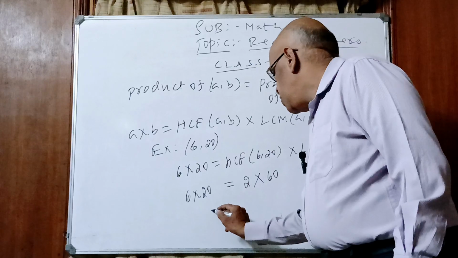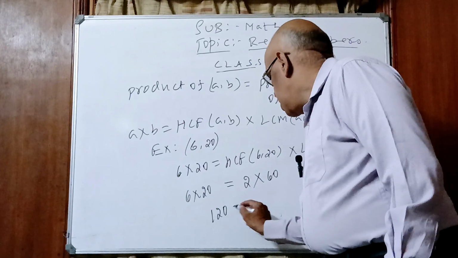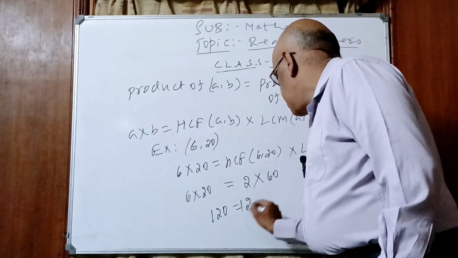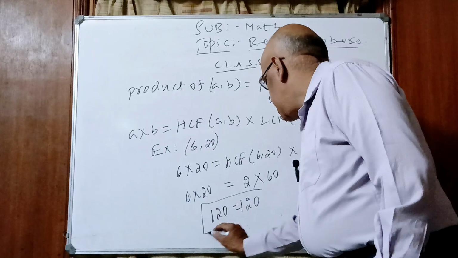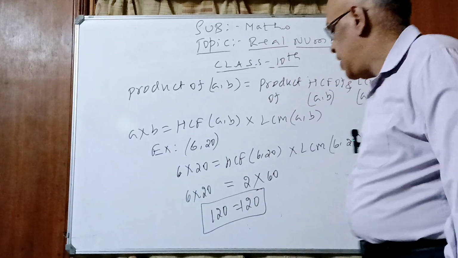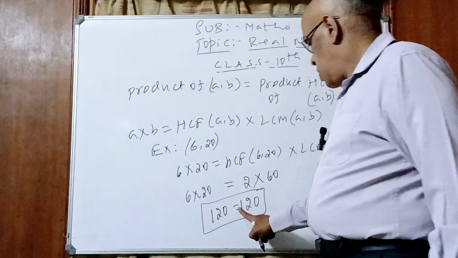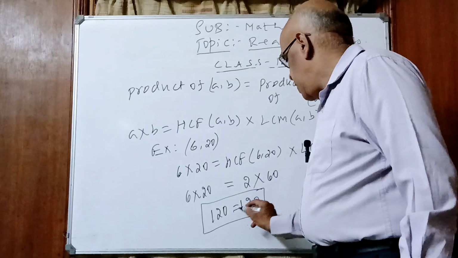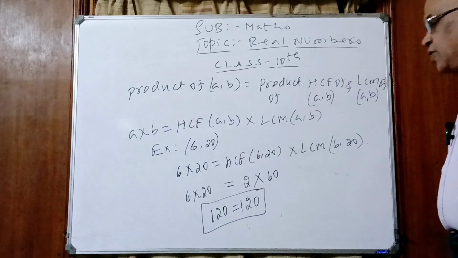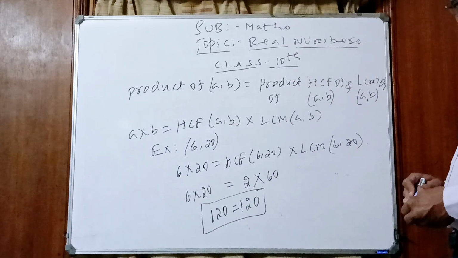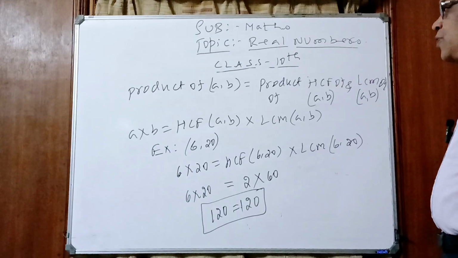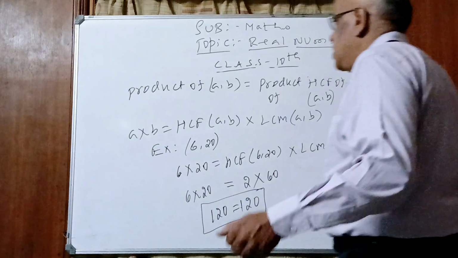6 into 20 is 120. 120 is equal to 120. What do we get? 120 is equal to 120. Yes or no, children? So, hence proved. This is the rule.